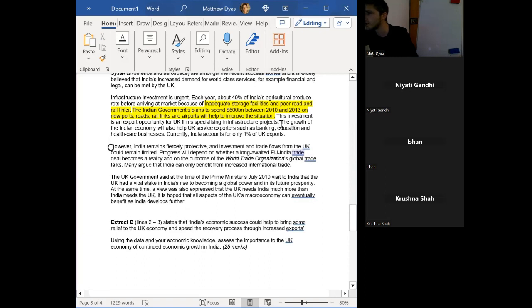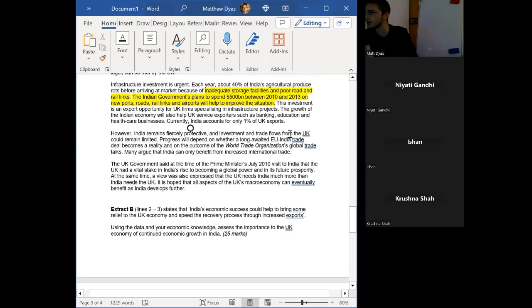Although it does say here, so maybe I'm overcomplicating it, the growth of the Indian economy will help UK service exporters such as banking, education, healthcare, business. And that could be related to this improvement in infrastructure. So maybe a lot of the Indian firms building infrastructure in India might need banking services that UK firms can provide, or accounting services that UK firms can provide. So we could use this as AO2 as well to support our previous point.